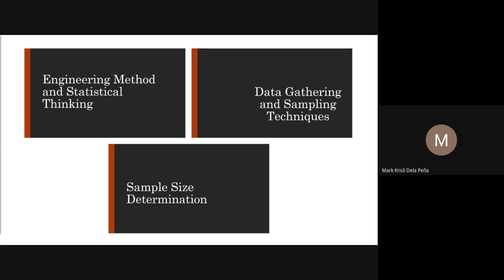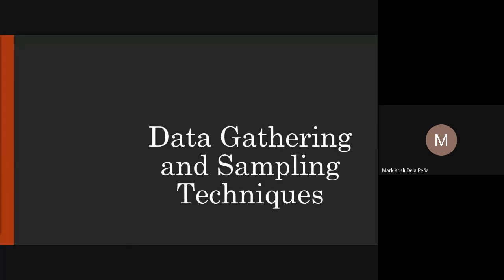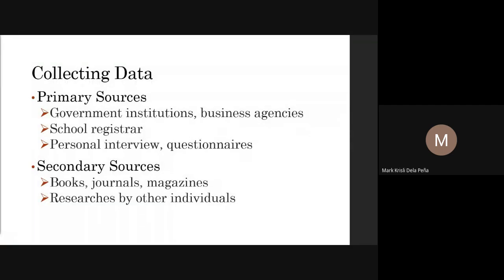Today, again, we will discuss data gathering and sampling techniques. When collecting data, there are a lot of methods that we can perform. We can collect data from primary sources or from secondary sources. When we say primary sources, we collect data ourselves. We can have surveys, experiments, and we can get them from institutions or agencies, or even our school registrar. We can also conduct questionnaires ourselves or personal interviews.